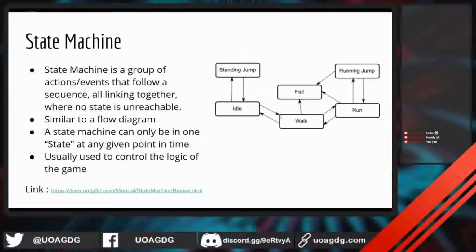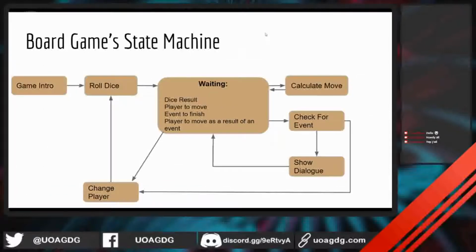So there's an example found online relevant to our tutorial. This is pretty much the entire state machine that happens throughout our game. So game intro, your main scene, moves on to roll dice, which, well, handles rolling. So dice results, calculate move from that.